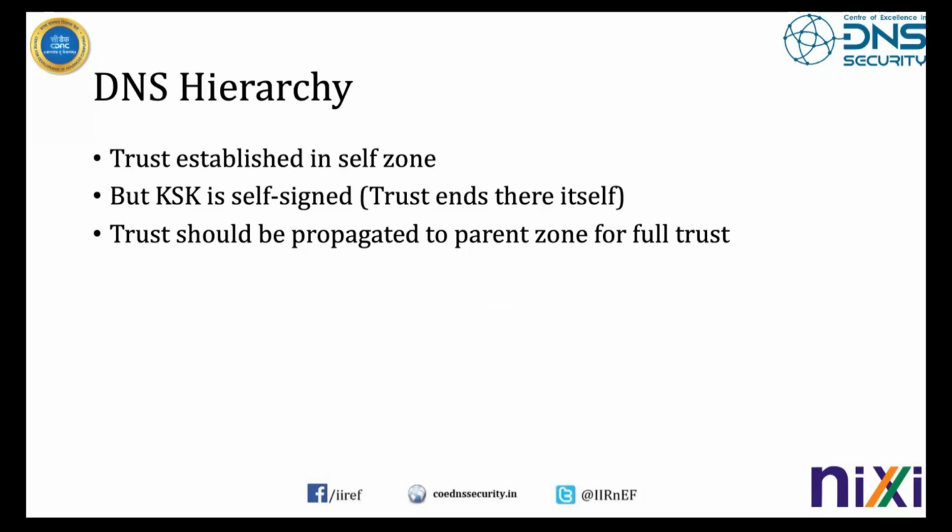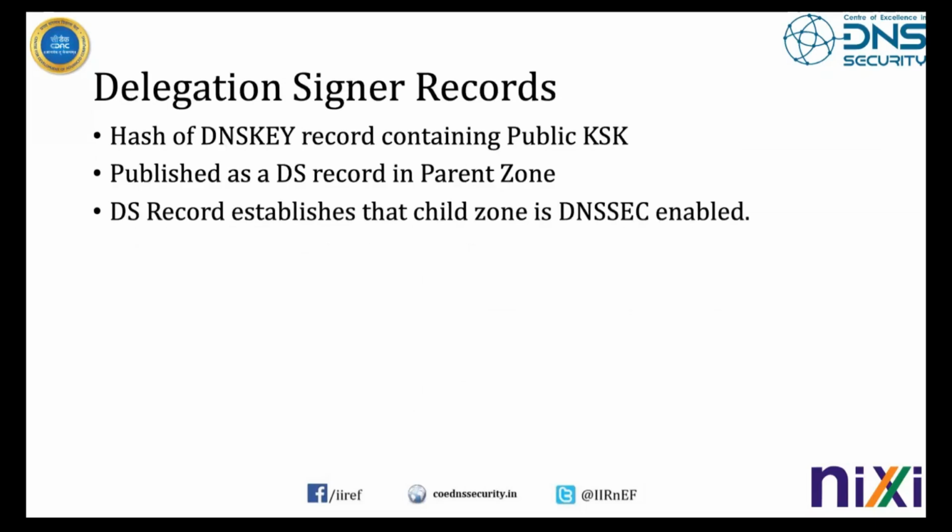So for that propagation, the next concept is the delegation signer record, which is called the DS record. This delegation signer record is basically we create a hash of the DNS key containing the public key signing key, and then give it to our parent zone, saying this is my key, you take it, and whenever somebody comes for verification, you verify that yes, this is my key.